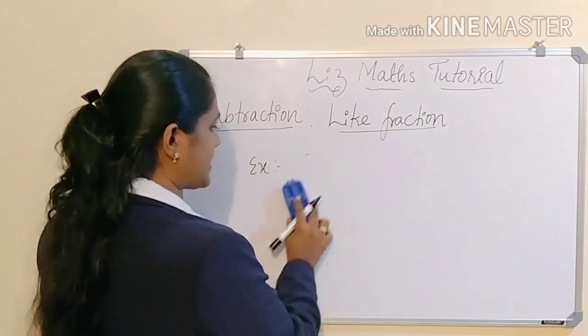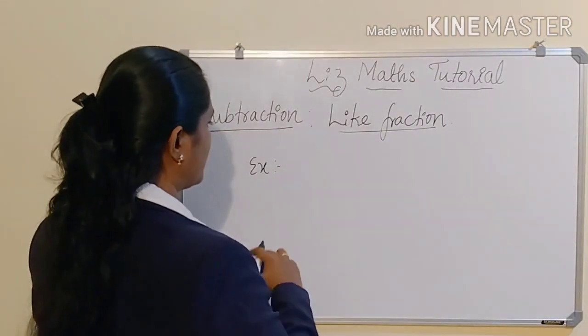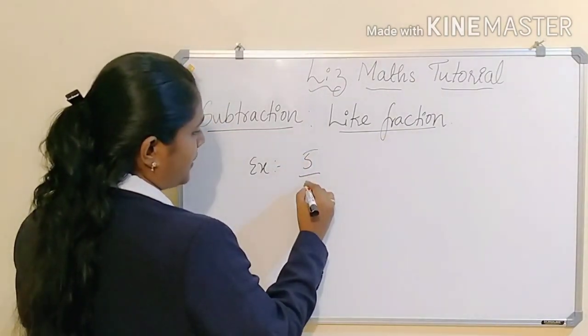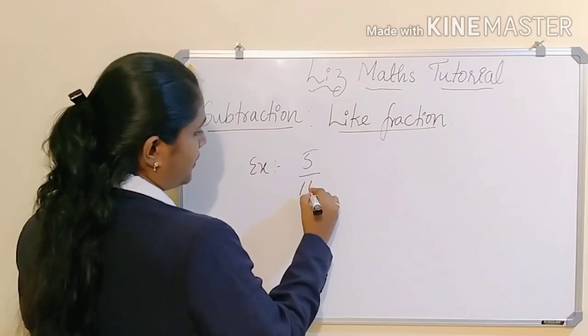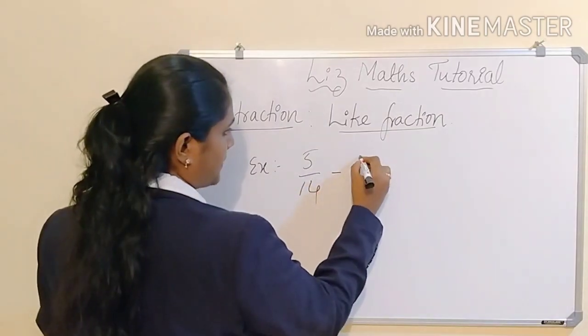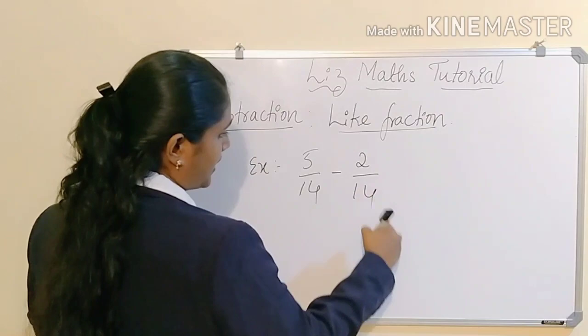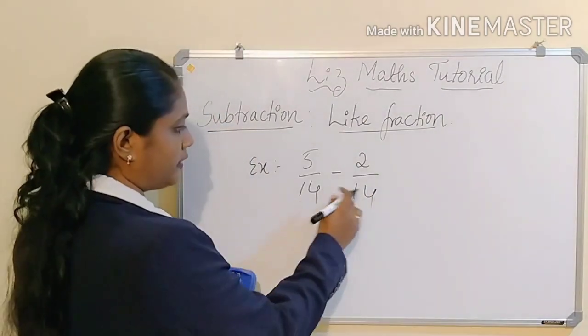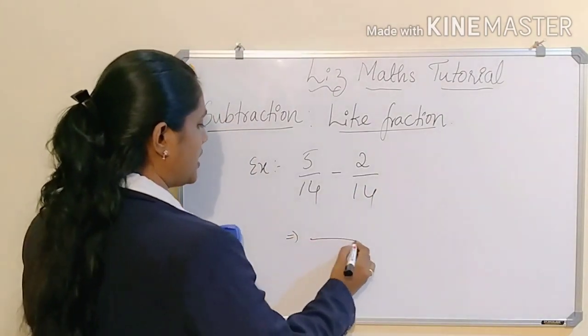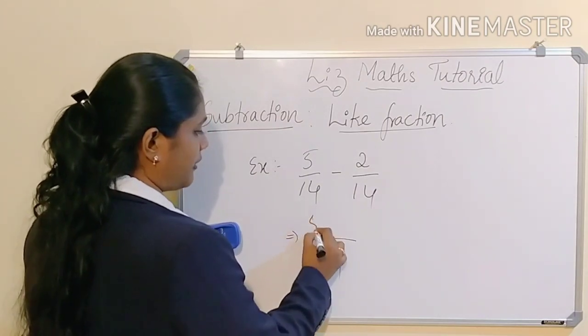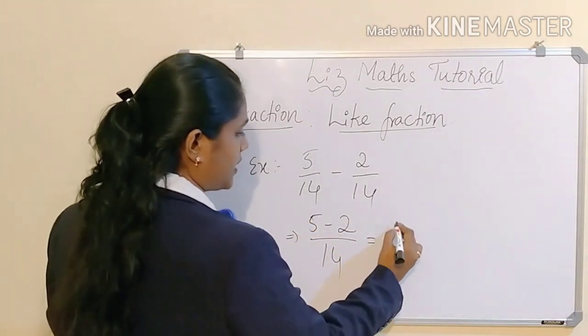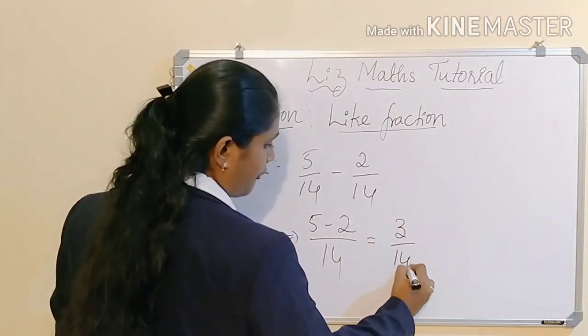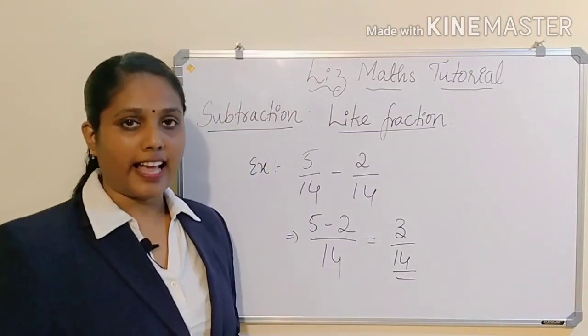Let me take one more example of this. 5 by 14 minus 2 by 14. See here, 14 is the like fraction. So 14 common, 5 minus 2. 5 minus 2 is 3 by 14 is the final answer.